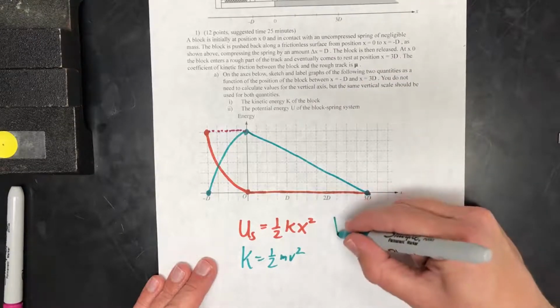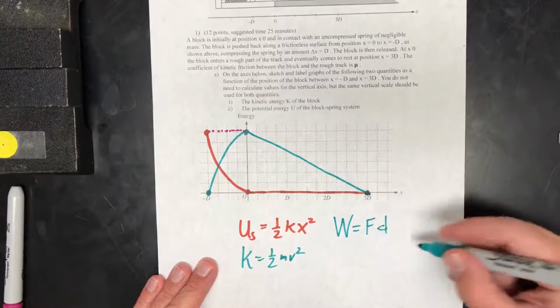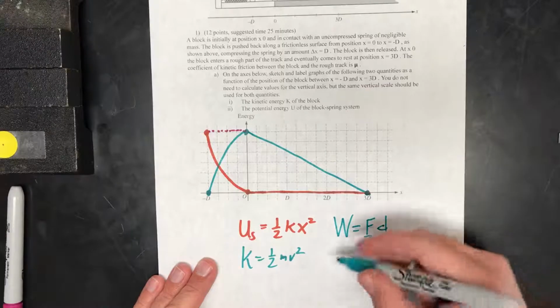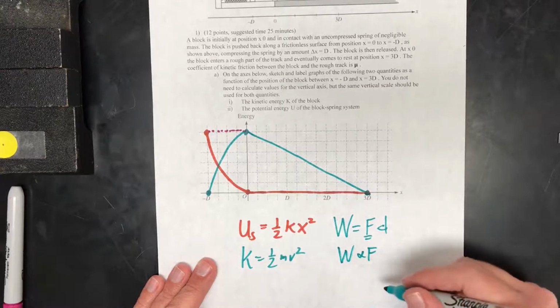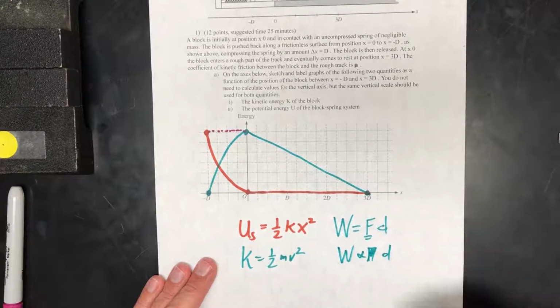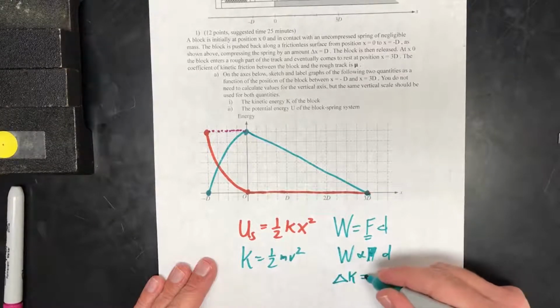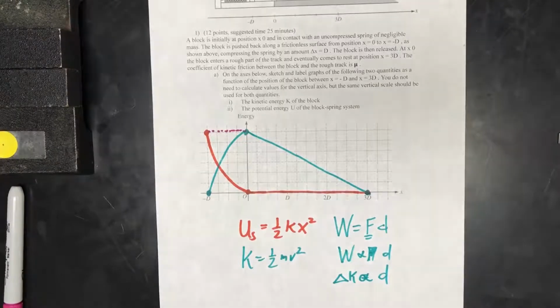How do we know that? Well, we know that work is equal to force times distance. The force will be constant because it's just the friction force. So work is proportional to distance. But work is equal to the change in kinetic energy. So the change in kinetic energy should be proportional to the distance, in other words, linear.